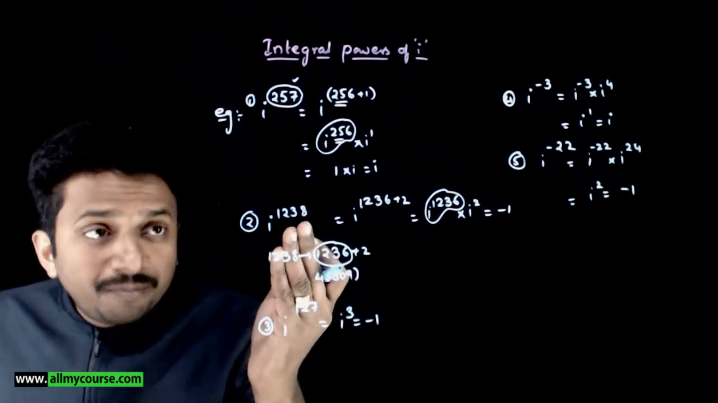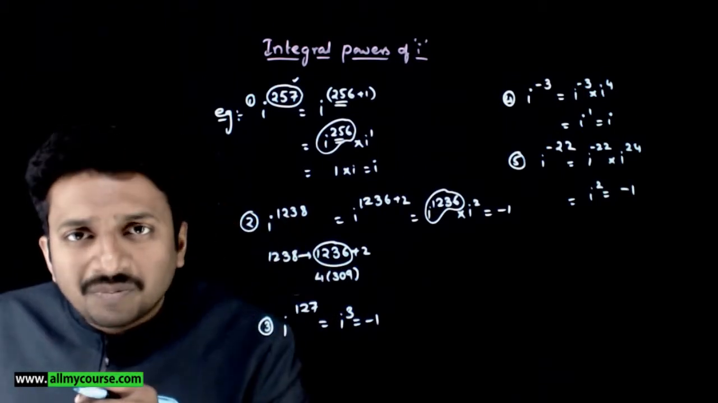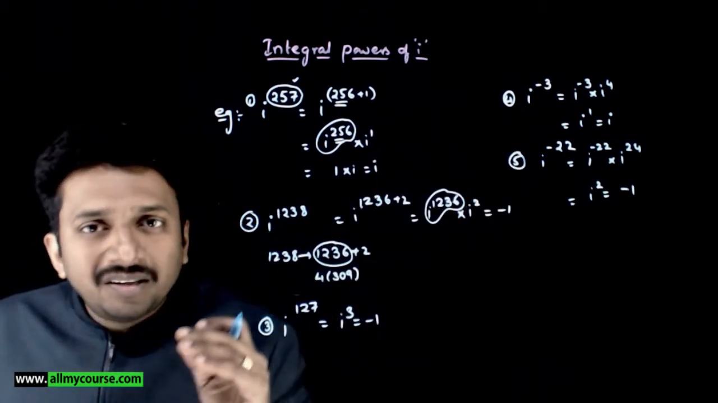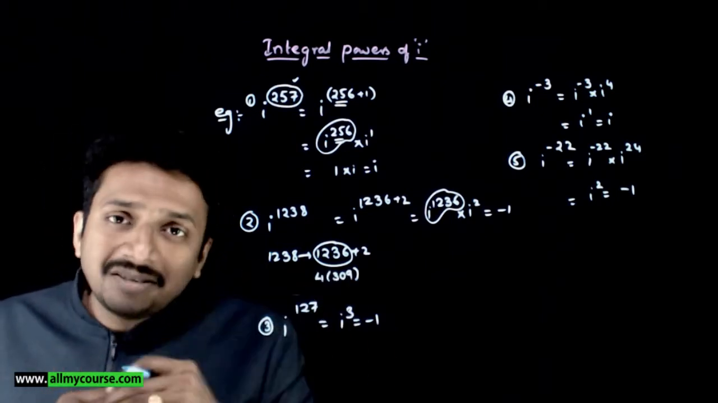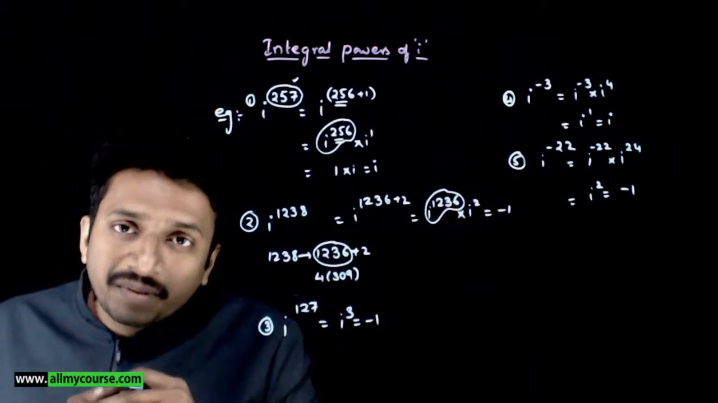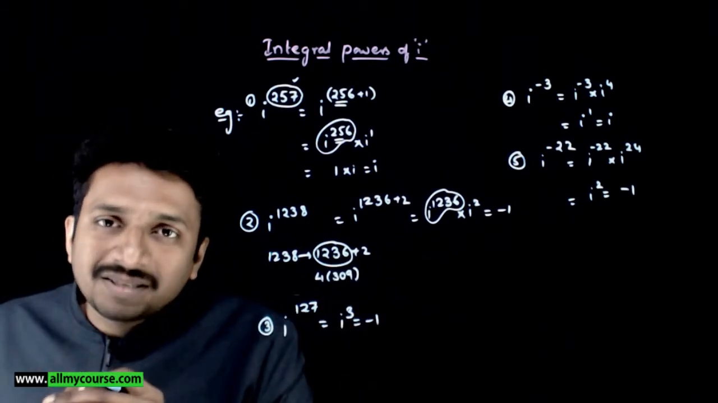So from the positive power, you can take off as many 4s as possible; for a negative power, you can add as many 4s as possible. So the answer can be found out by this method. Otherwise, you can also use the method of 4n plus something.